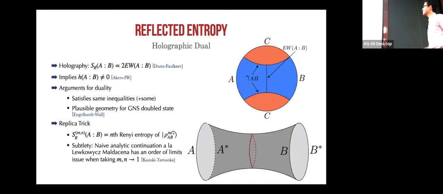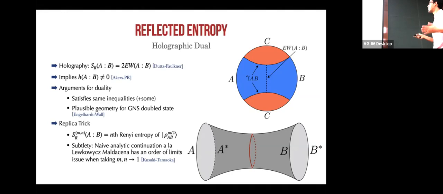Good. So now let's talk about holography. In holography, in the same paper by Dutta and Faulkner, it was proposed that the reflected entropy is equal to twice the entanglement wedge cross section. This is some generalization of the RT formula, which Omkar was talking about. So you take some state, let's say we have these 2 intervals A and B, you look at the connected entanglement wedge if they are in the connected phase, and you look at the minimal cross section, which splits it into 2 parts. This is what we define as EW of AB. And twice of this is supposed to be the reflected entropy.